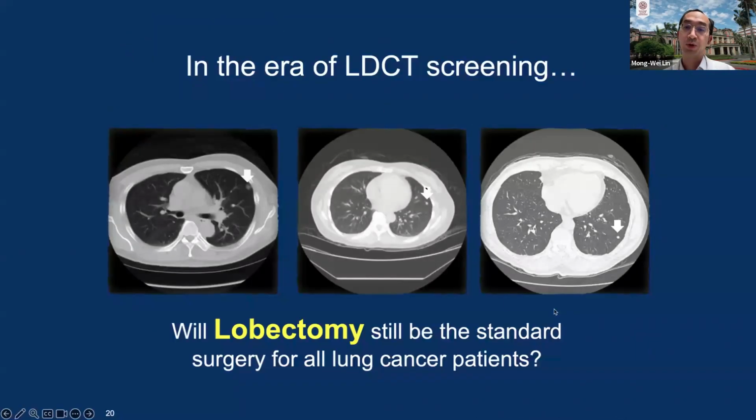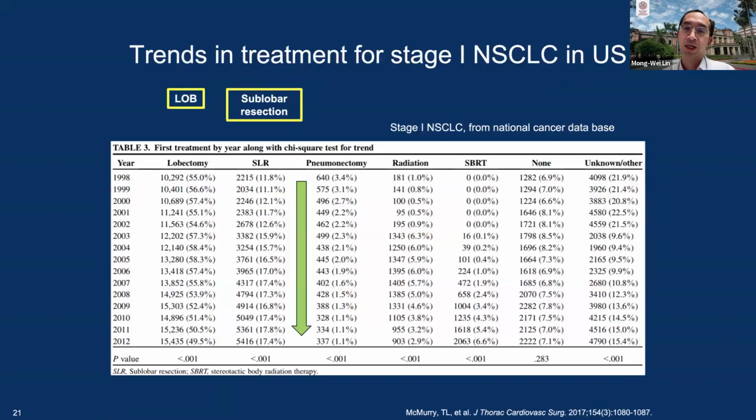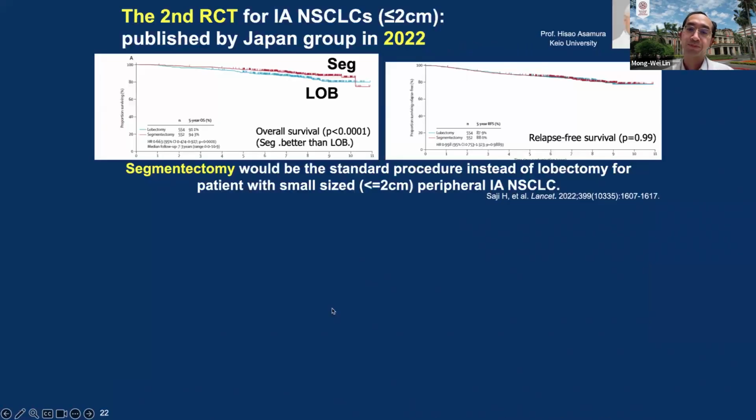However, in the era of low-dose CT screening, should lobectomy still be the standard operation for all early-stage lung cancer patients? I think maybe not. From 2000 to 2010 in the United States, there was a clear trend: the proportion of patients undergoing sublobar resection increased year by year.